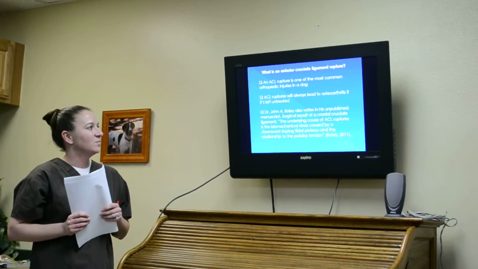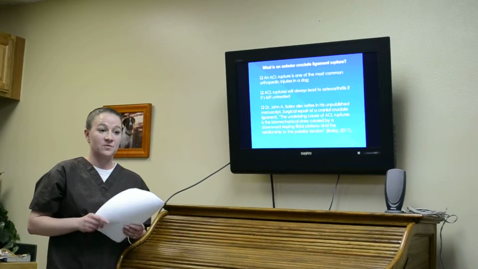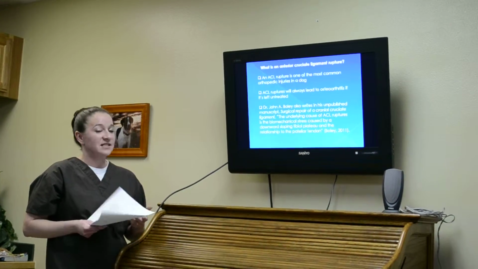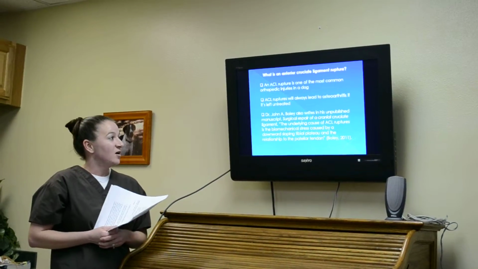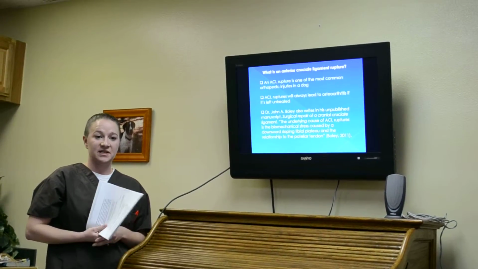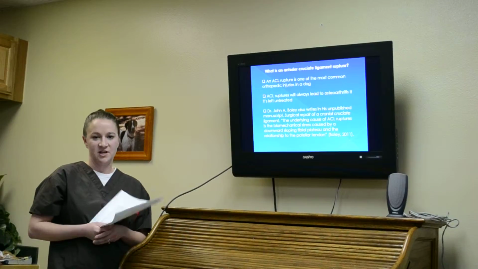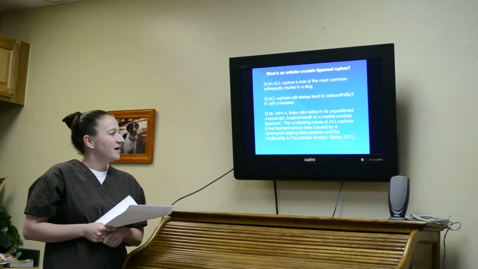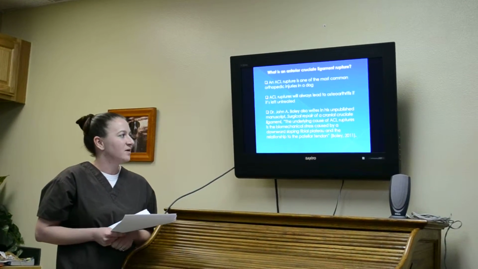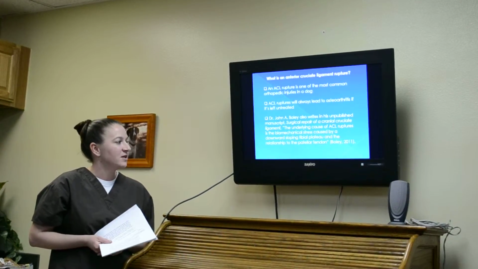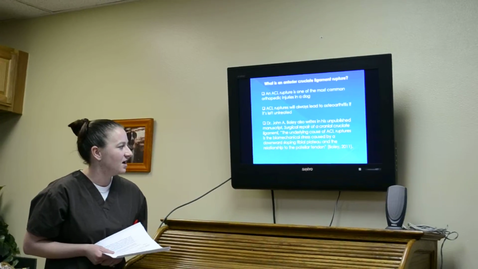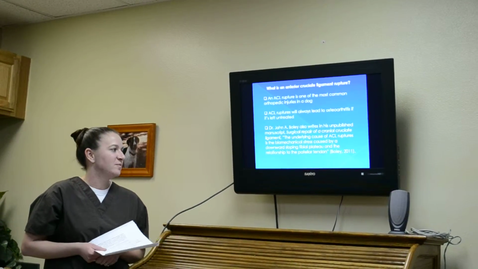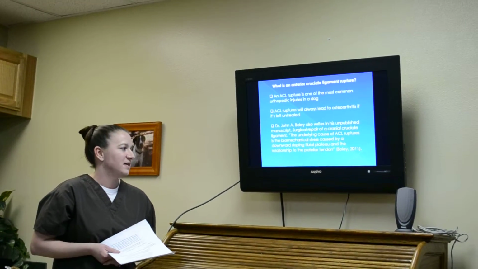Next is what an actual anterior cruciate ligament rupture is. The ACL, as I stated before, is one of the most common orthopedic injuries in canines. If it's left untreated, it can cause osteoarthritis, which is not good for any pet. Dr. Bowley also writes in his unpublished manuscript that the underlying cause of an ACL rupture is the biomechanical stress caused by a downward sloping of the tibial plateau and the relationship to the patellar tendon.